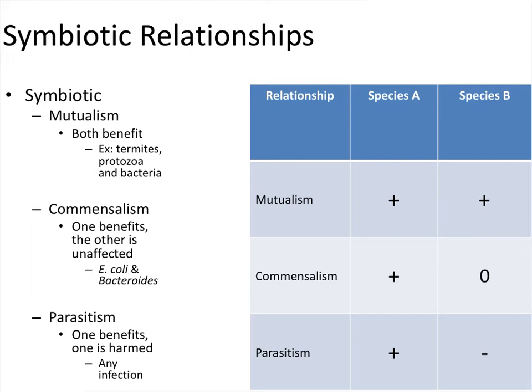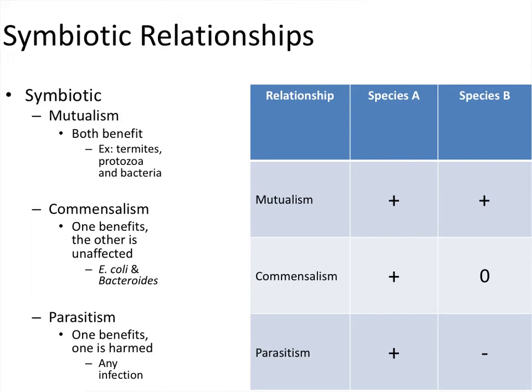However, at an absolute minimum, the termite has to have this relationship or it will die. The protozoa and the bacteria might be able to live on their own, but in this case, they're better off with the termite. The termite, though, absolutely must have the protozoa and the bacteria, or it will die.